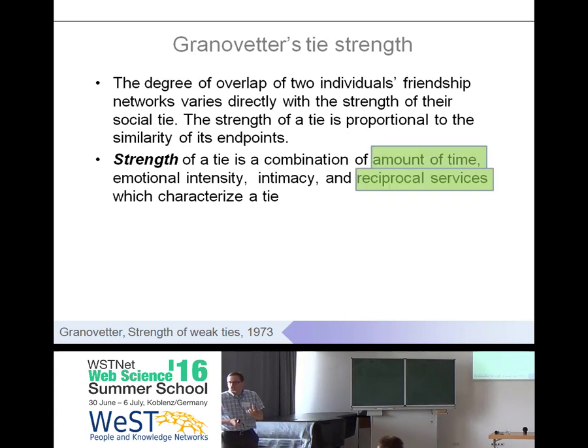But how do you measure the strength of the tie? How do you break it down and operationalize it? What Granovetter proposed was that the strength of the tie is a combination of all these things: amount of time, emotional intensity, intimacy, reciprocity, and other things.